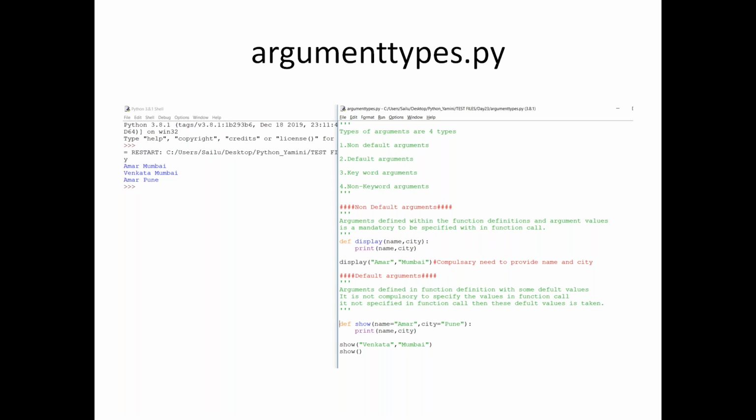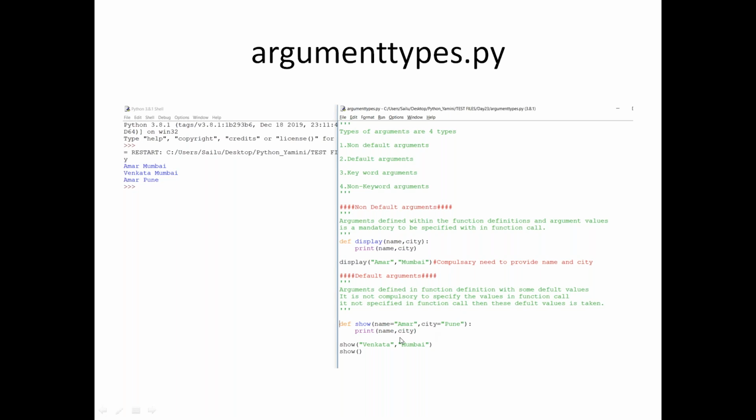Is there any other way I can modify it? For example, Amar, Yamini, Giri, and other people are all located in one location, maybe Mumbai. So why enter Mumbai multiple times? Let it be taken as a default, but the names are different. In that scenario, you can define a function called show, like display, in brackets name equal to Amar, city equal to Pune. So here Amar and Pune will be taken as default values.